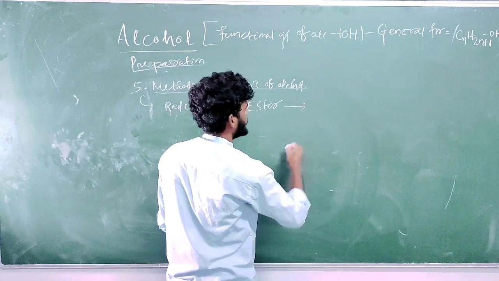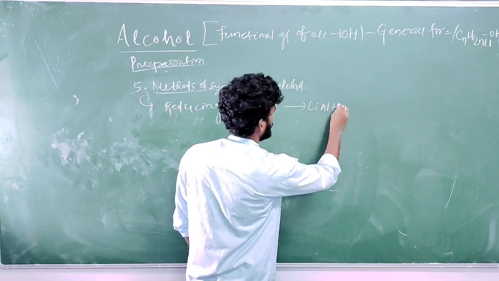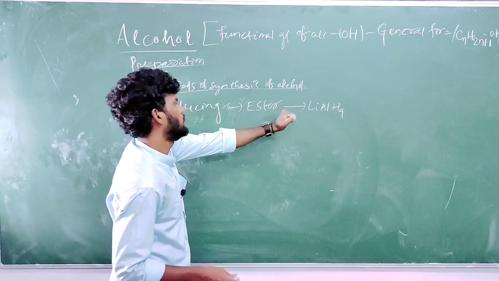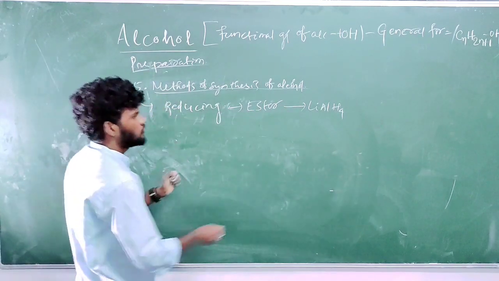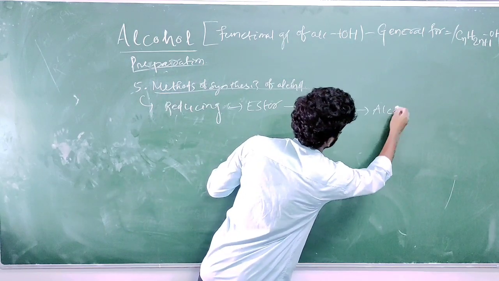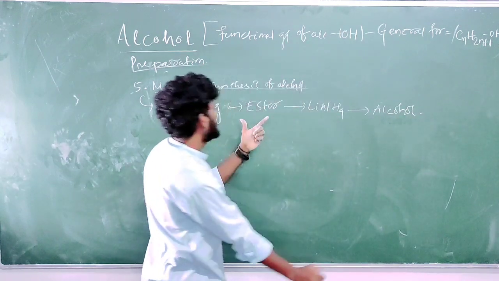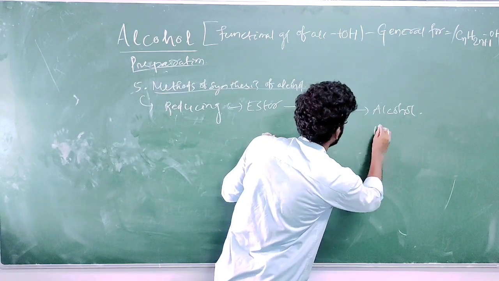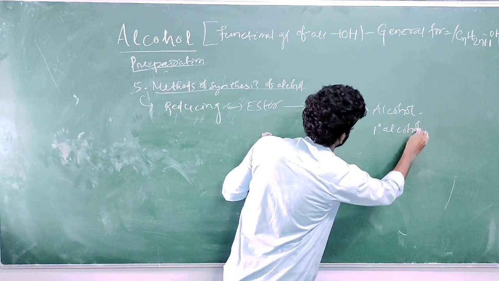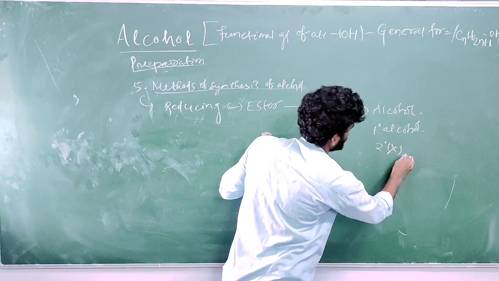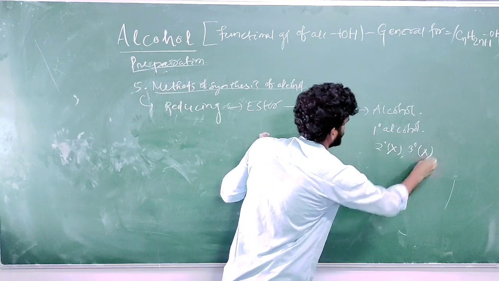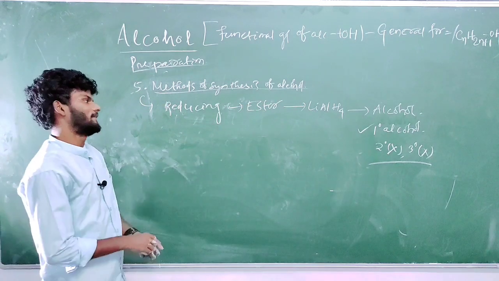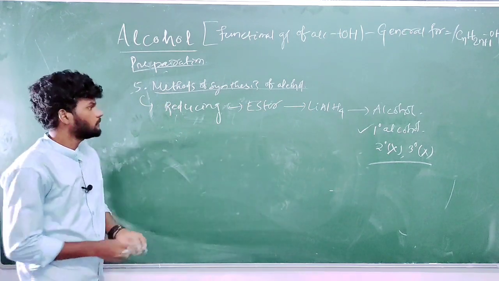So what is the reducing reagent here? Lithium aluminum hydride, as it is more reactive. So the reducing agent is lithium aluminum hydride to reduce ester to form alcohol. Like carboxylic acid, ester only produces 1 degree alcohol, not 2 degree, not 3 degree alcohol, when reduced with lithium aluminum hydride. So let's see the mechanism.